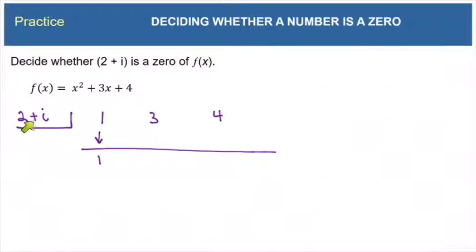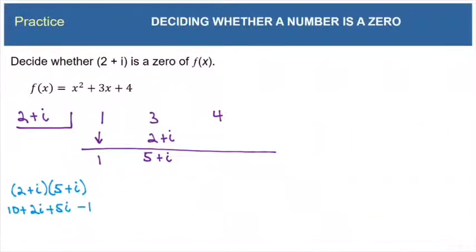Okay, so pull down. Now multiply. 2 plus i times 1, and that goes here. Now add. 3 plus 2 plus i is 5 plus i. Now multiply 2 plus i times 5 plus i. And we'll need to write that out when we're showing our work on a quiz, because it's not something that happens mentally. So FOIL process, first times first is 10. Outer times outer is 2i. Inner times inner is 5i. And then last times last is plus i squared, but we know i squared is negative 1.